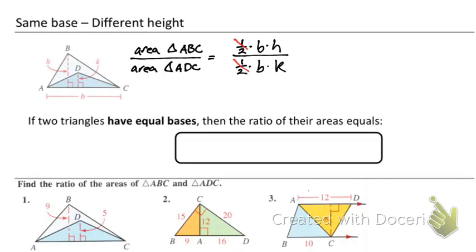Once again, our 1/2 will just turn to 1. B divided by B is just 1. And so we're just left with H over K, which is that height 1 over height 2. All right, so if two triangles have equal bases, their area ratio is going to equal height 1 over height 2. In other words, the ratio of heights.